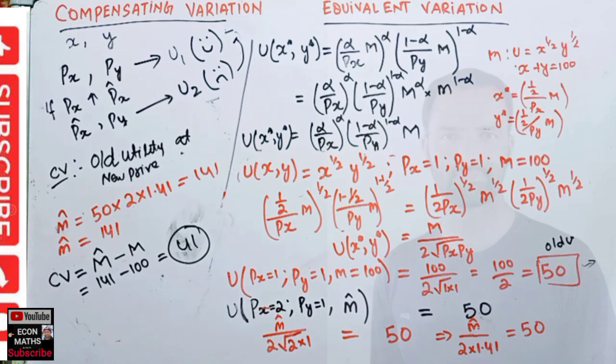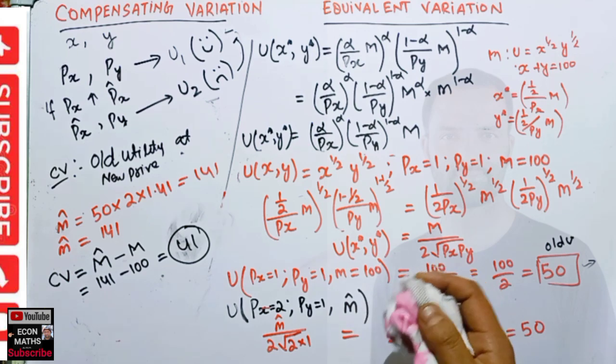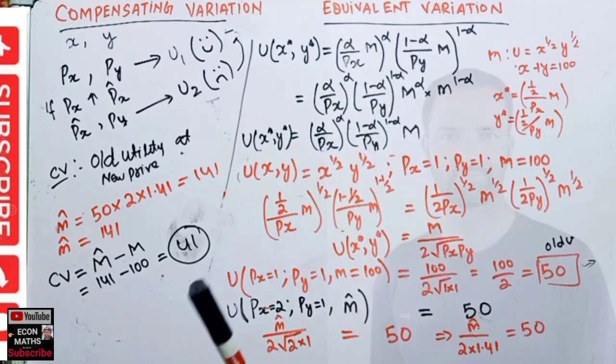Okay, this was about the compensating variation, and I know you are getting confused. So if you have any doubts, you can ask me in the comment boxes, like how I got the values of these things, because I have skipped some steps here. Sorry, I have not actually solved it because of the lack of space and time.